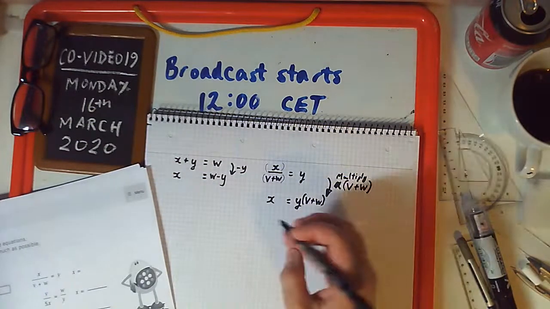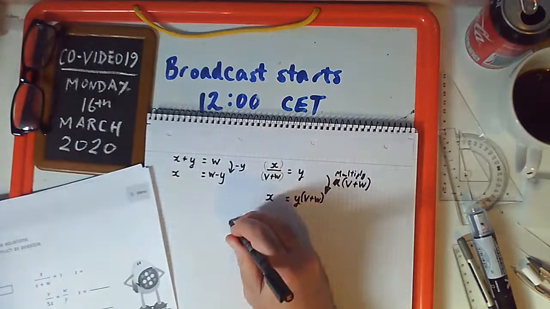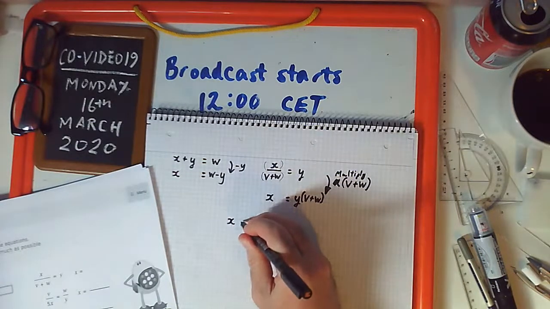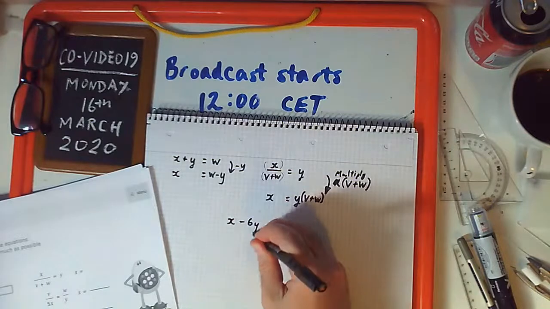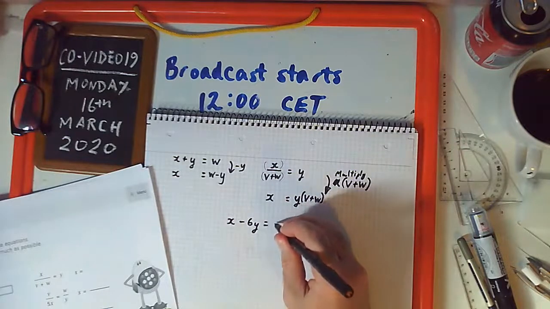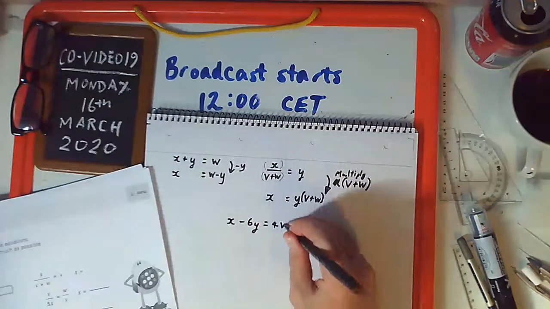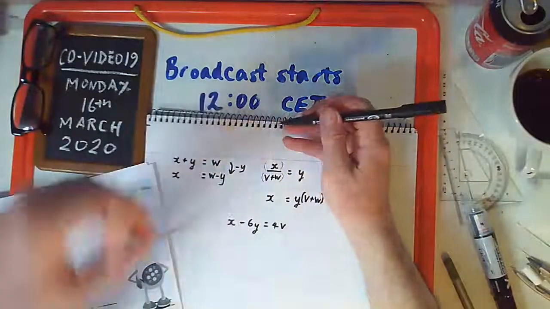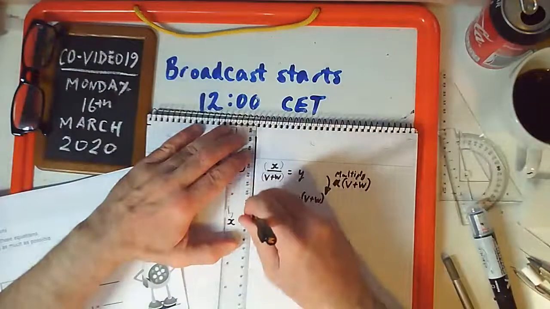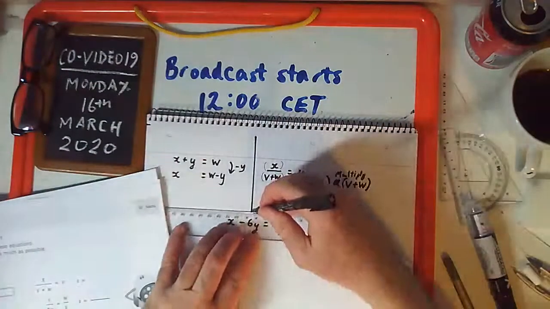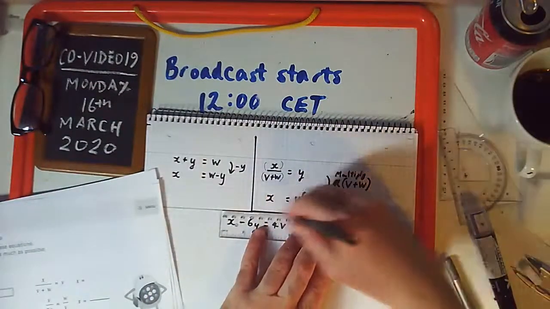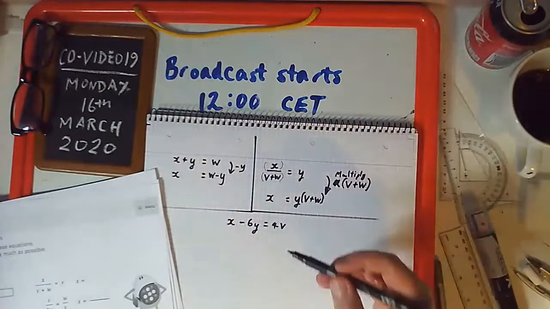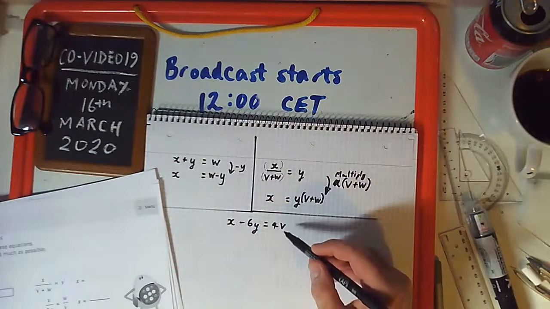Let's go on to this one that says x minus 6y equals 4v. Let me just separate some of these off. Okay, x minus 6y equals 4v.